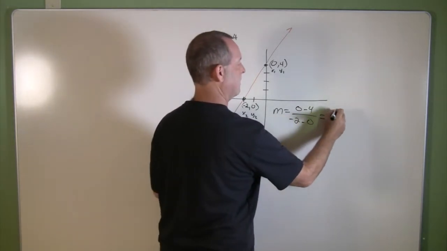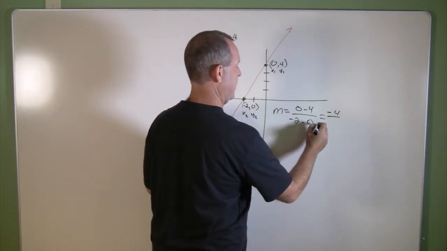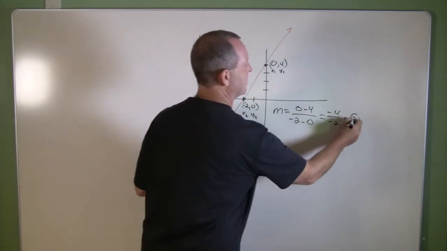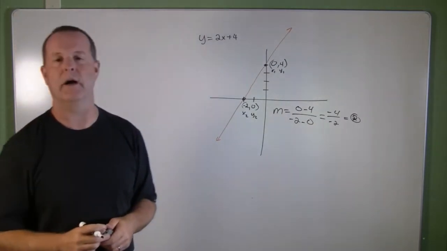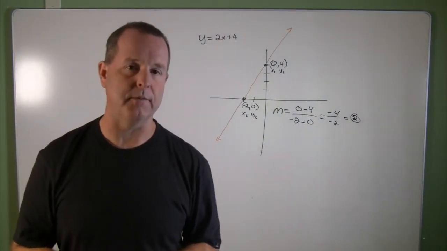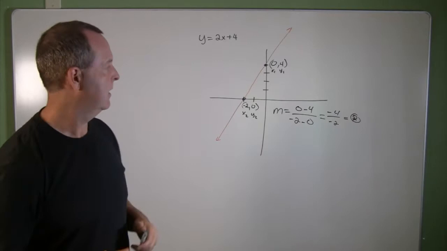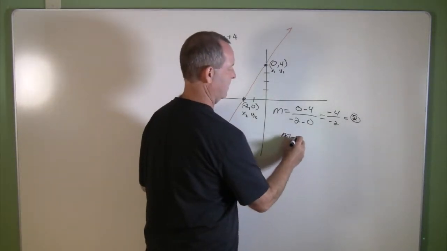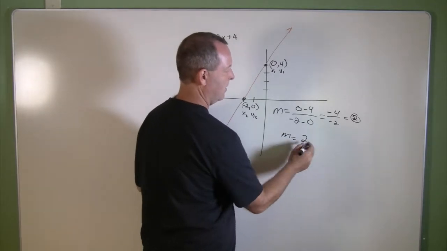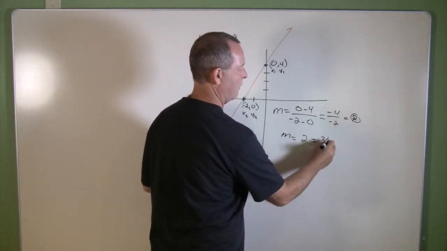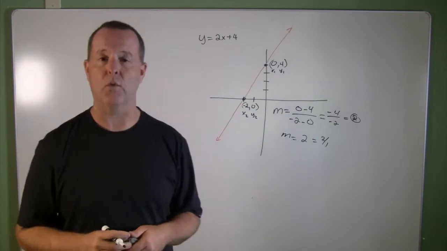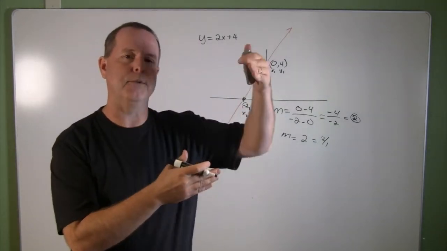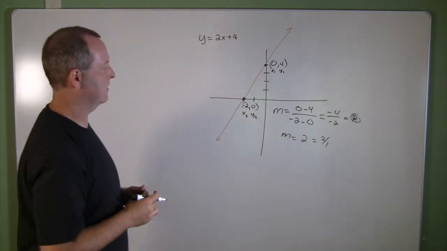Slope becomes negative 4 over negative 2, which equals 2. So this line has a slope of 2, or its steepness is 2. And also, as a side note, that its steepness or its slope is 2 really means 2 over 1. It's rise over run. It goes up 2 for every 1 unit, and so forth.